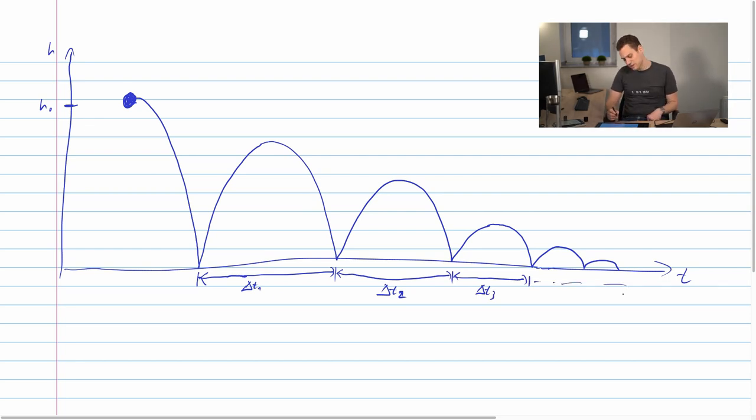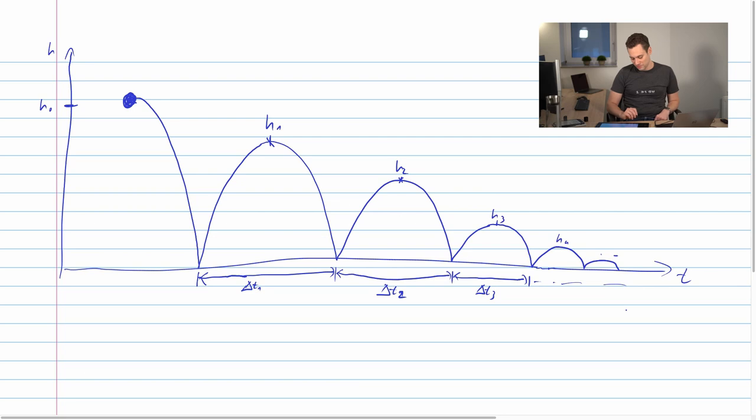Now, the first question is, what can we tell from this time difference? From this time difference, we cannot directly tell anything about the initial height. But what we can say is the maximum height that we reach in one of these intervals. So let's call this H1 for height 1, H2, and H3, and of course H4, and so on.